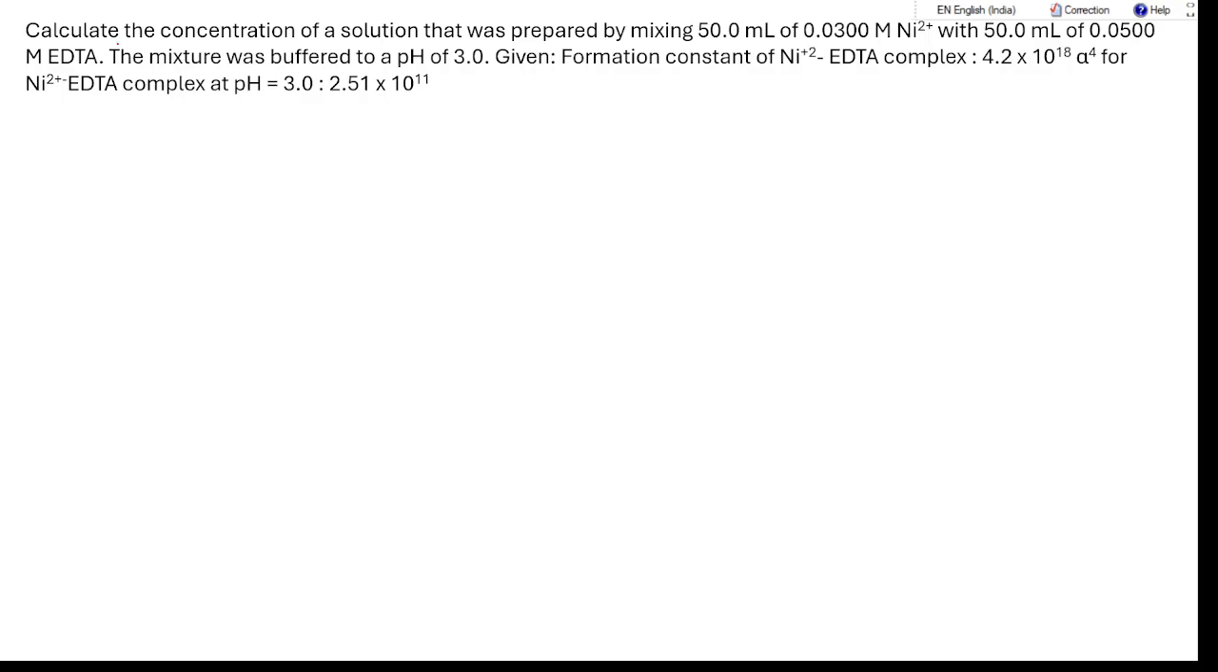Calculate the concentration of a solution that was prepared by mixing 50 ml of 0.03 molar nickel ion with 50 ml of 0.05 molar EDTA solution. The mixture was buffered to a pH of 3. Given the formation constant of the nickel-EDTA complex is 4.2 × 10^18, and alpha 4 for this complex at this pH. Now this is going to be a completely new question, very interesting question.